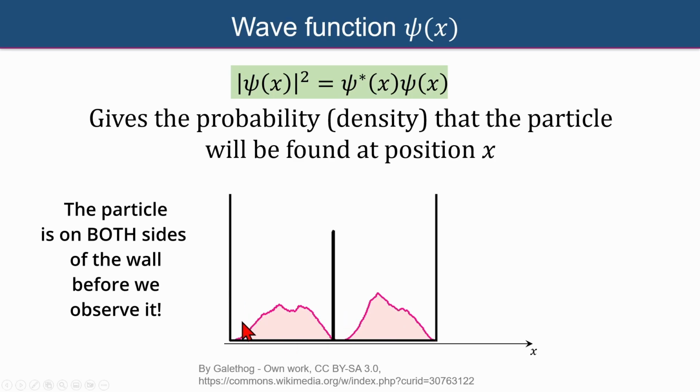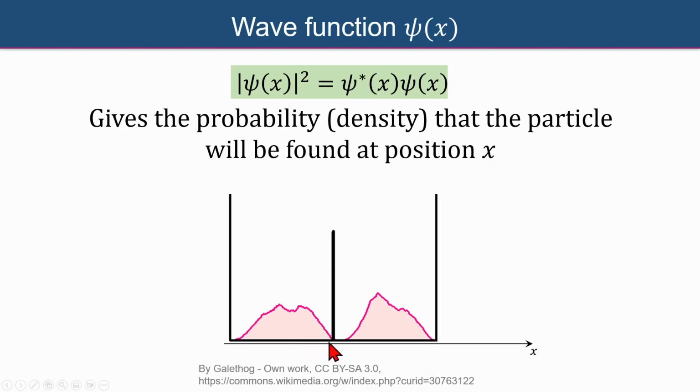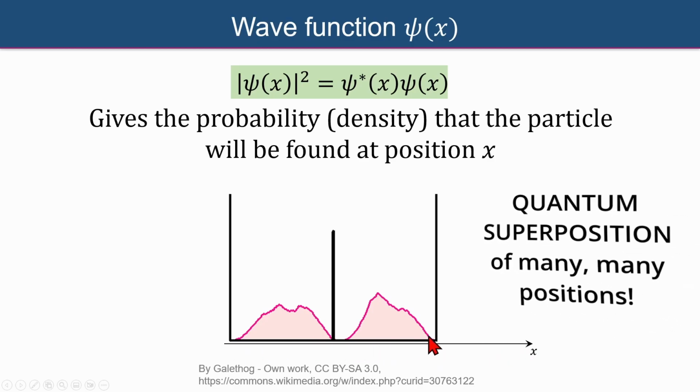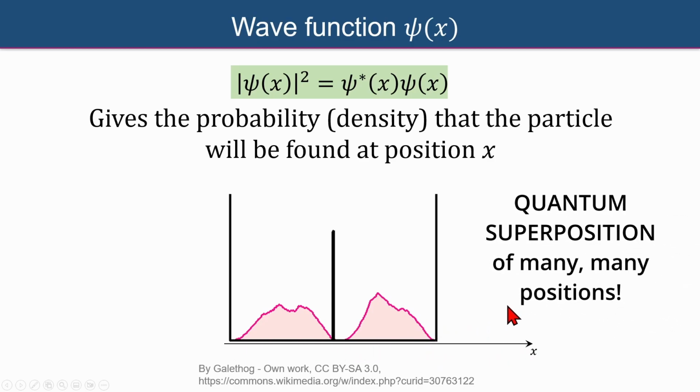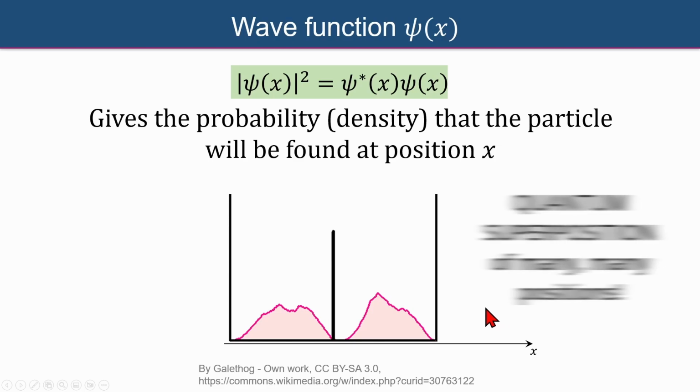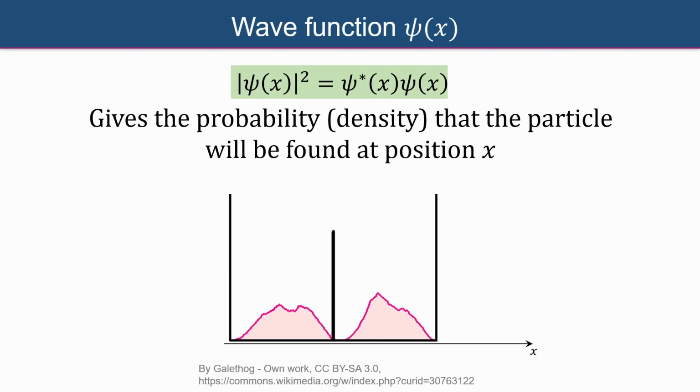Now, you'll notice that there are in fact infinitely many positions x where that particle could be found. And the key point to understand is that it's only when we make an observation or a measurement of a particle's position, only then do we find a very specific value of x, the position. So let's take a look at that.